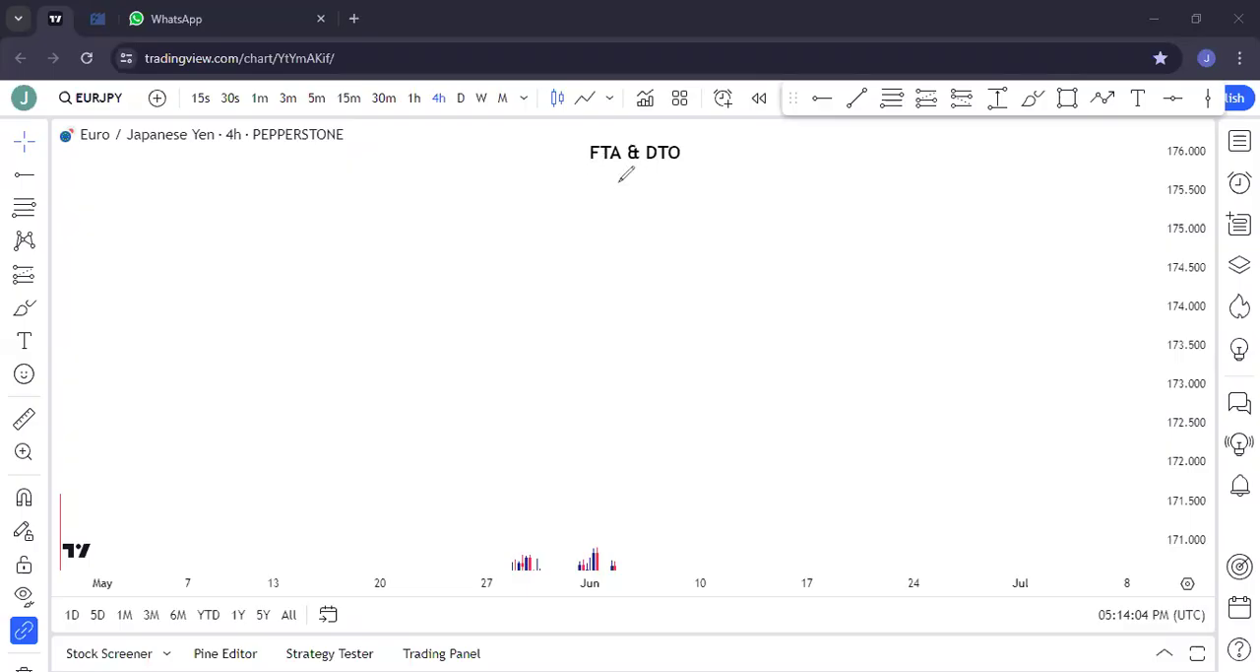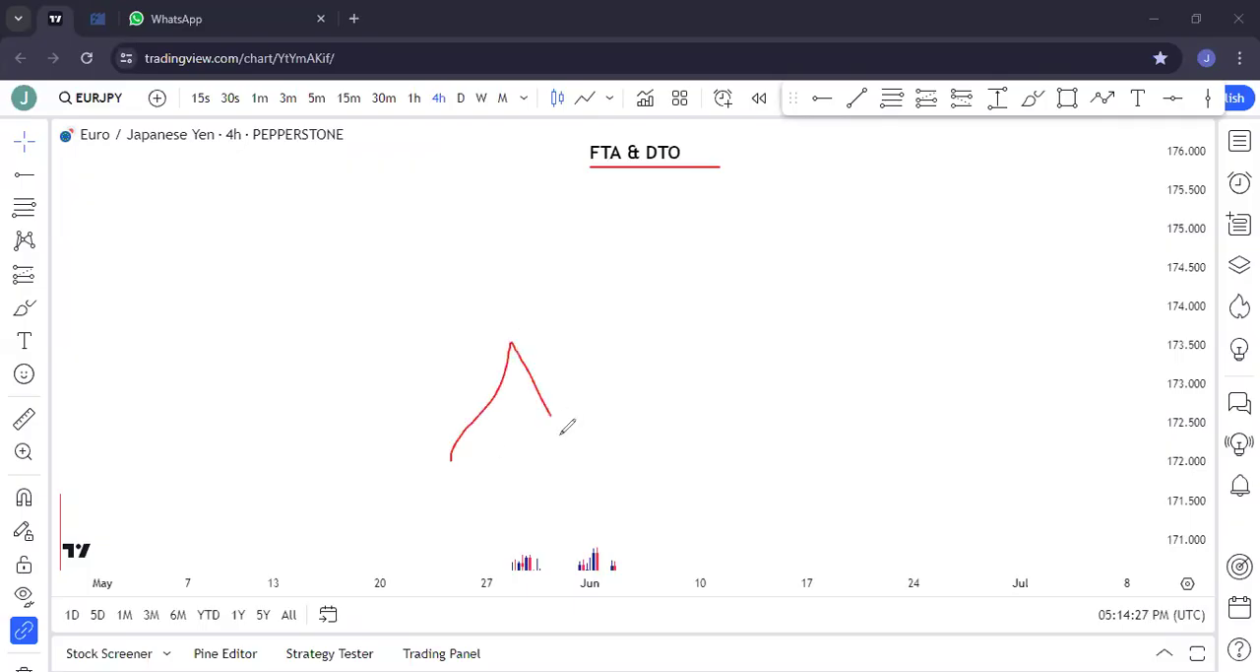So FTA and DTO. FTA, I said, is fast troubled area, and DTO meaning double takeout. So let's start with FTA. We use FTA to verify structures in the market.